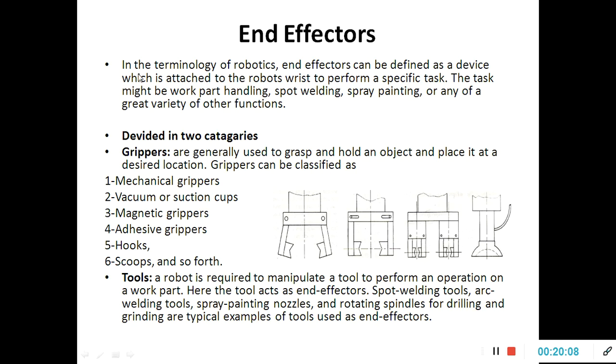Now coming to the end effectors. End effectors are divided into six types: mechanical grippers, vacuum or suction grippers, magnetic grippers, adhesive grippers, hooks, scoops, and so forth. Grippers are nothing but devices to hold the workpiece. Mechanical grippers means linkages are used. Vacuum means the vacuum is used to hold the workpieces.